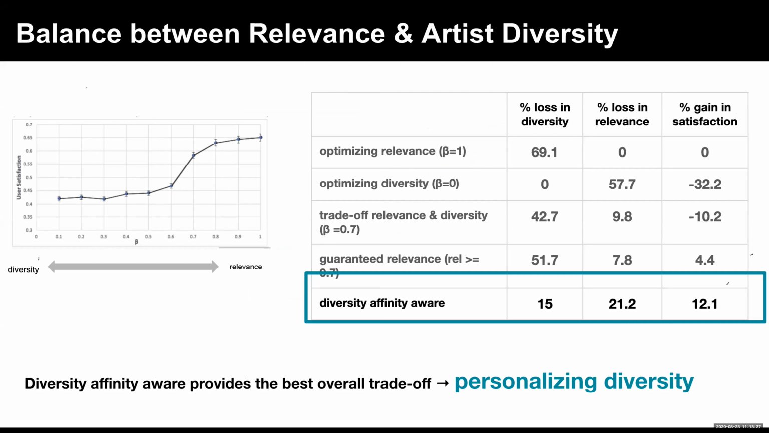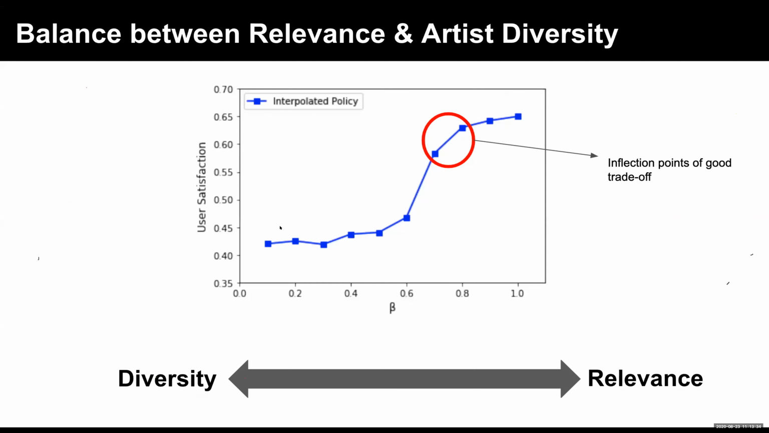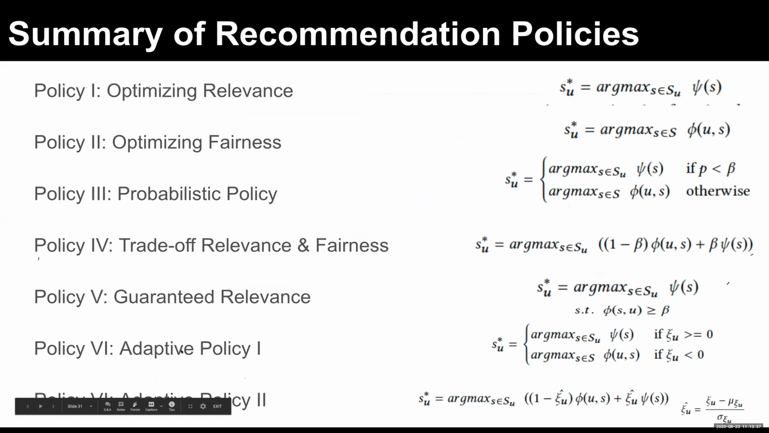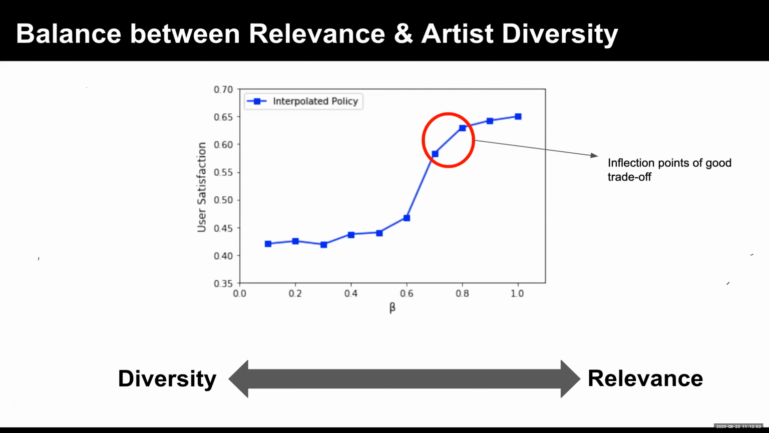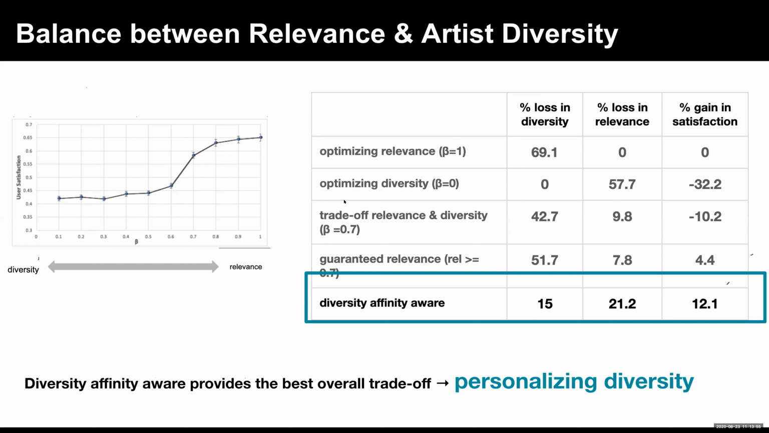I think somebody asked this question around consumption diversity and supply diversity. So if you look at some of these adaptive policies, these adaptive policies are user receptivity aware. Some users are receptive, some users are not. And based on that, we decide what kind of content to show. Do I want to show relevant content, or do I want to show supplier fairness content? So interestingly, we found that in terms of the trade-off, this diversity-aware policy is giving us the best trade-off.